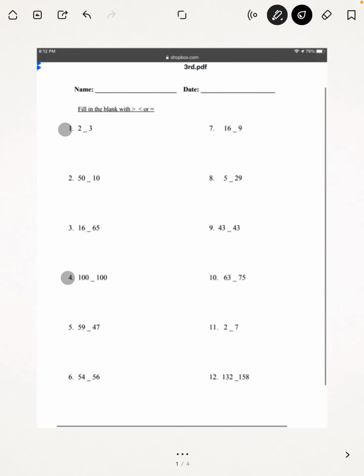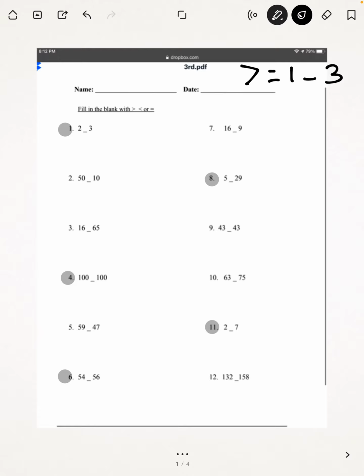Do 1, 4, 6, 8, 11. Okay. Fill in the blank with greater than, less than, or equal to. This means that, for example, this is example 1 and 3, you're supposed to find which one's the greater number and which one's a smaller number.